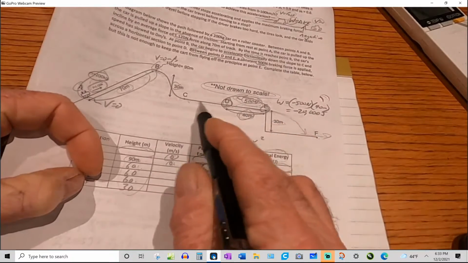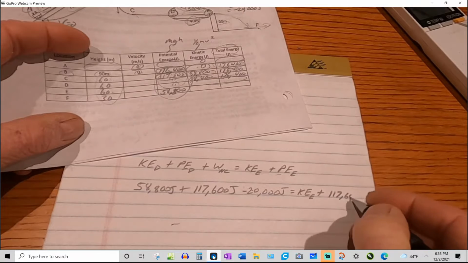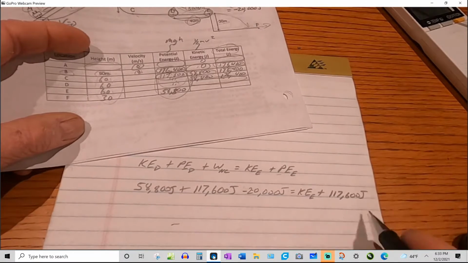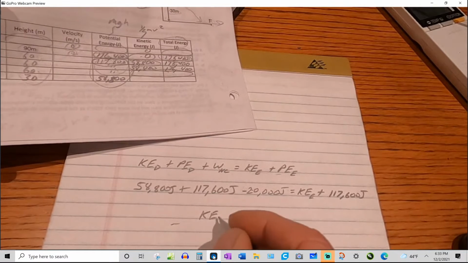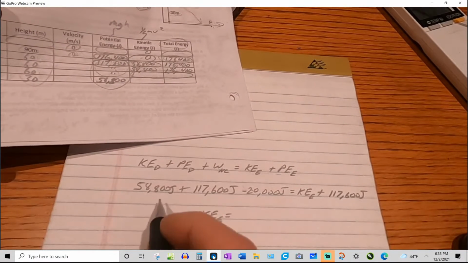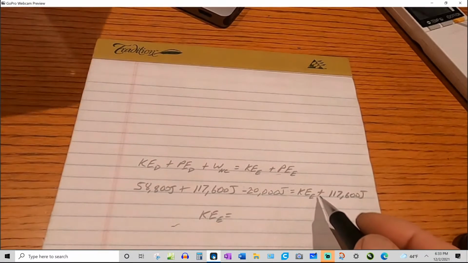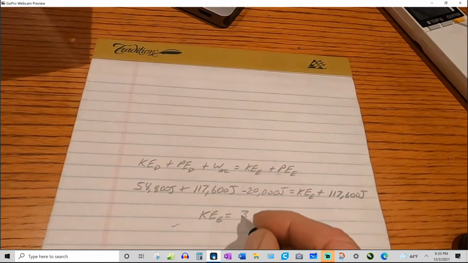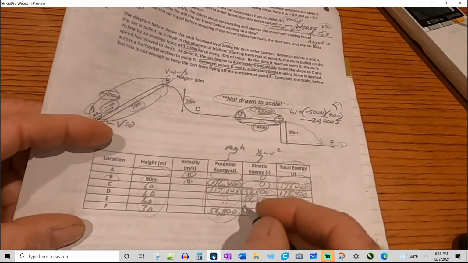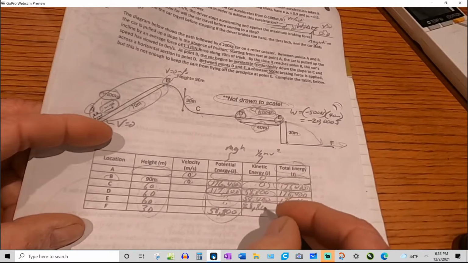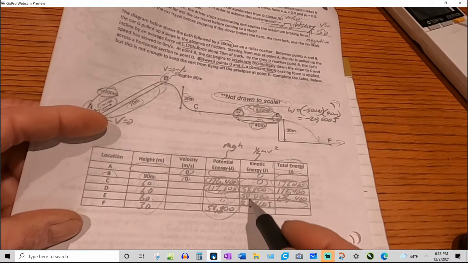And I know the potential energy at E. Potential energy is the same for all three of these. It's 117,600. This is a very simple thing to solve. And trust me if I just give you the answer. This plus this minus that gives me 38,800. So this is 38,800.